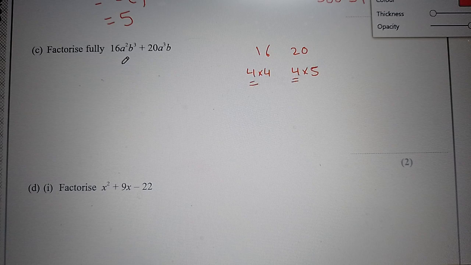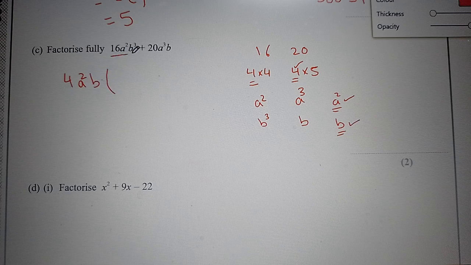Now we're going to look at the a's. We have a to the power 2 here and a to the power of 3. The smallest power is a to the power of 2. Now we're going to look at b. We have b to the power 3 and b, and the smallest power is b, right? So the common factor is 4a squared b. We're going to factorize like this: 4a squared b, and we are dividing each term by 4a squared b.